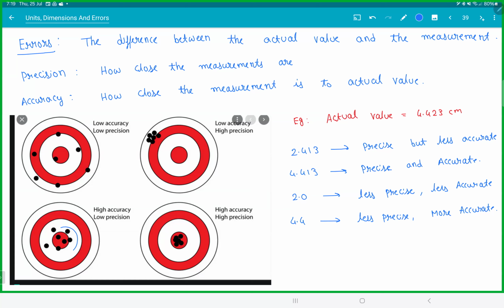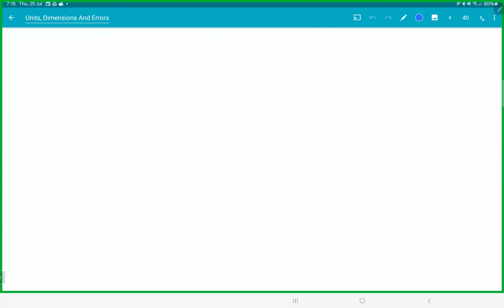Normally in day-to-day life, we use both the words, like, it's a very precise value. It is not actually right. They don't mean the same thing. Precision and accuracy are completely different meanings. Clear? Now, whenever you report a value, how do you report? The problem here is when you measure something, the instruments have a certain limit. You can't get perfect values there.